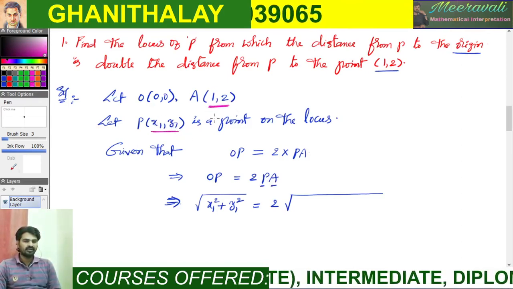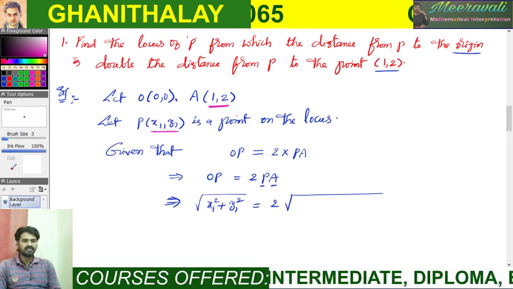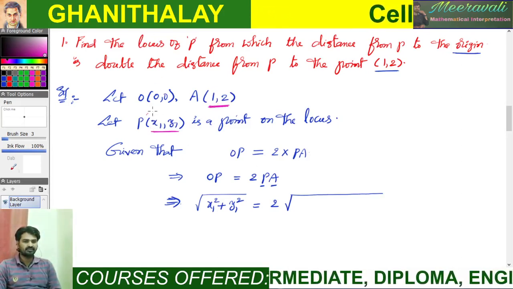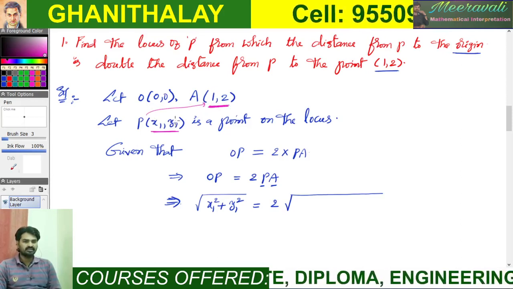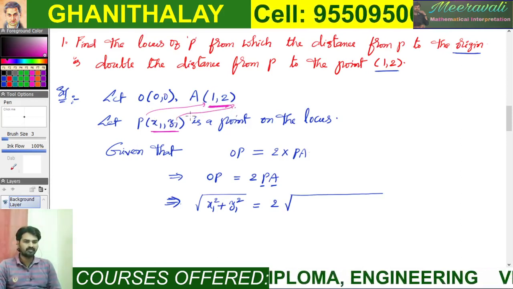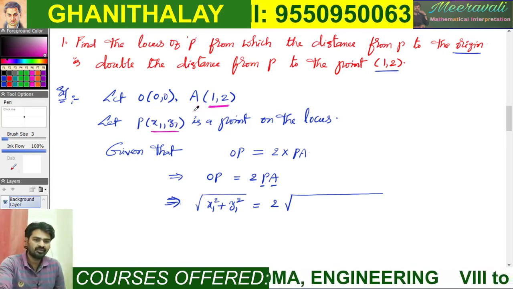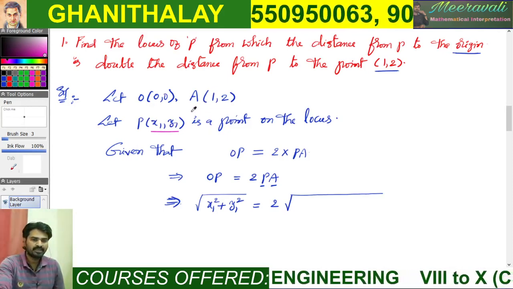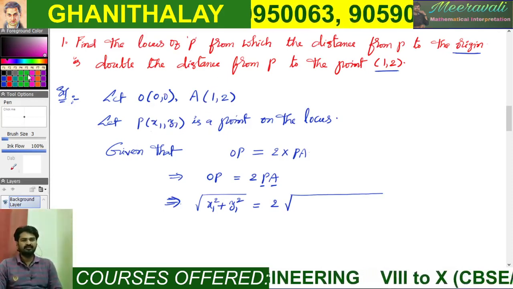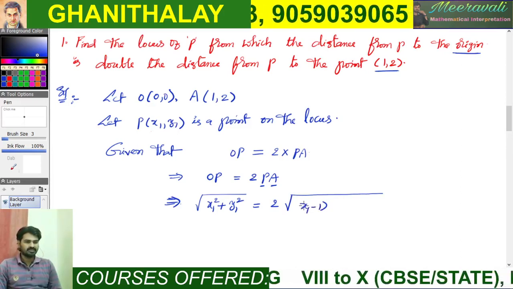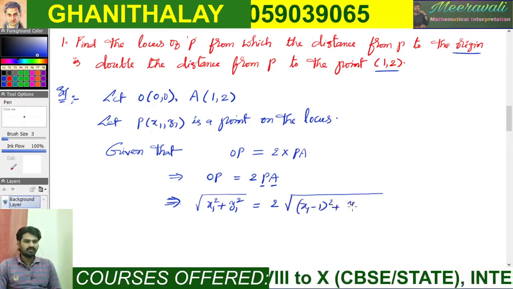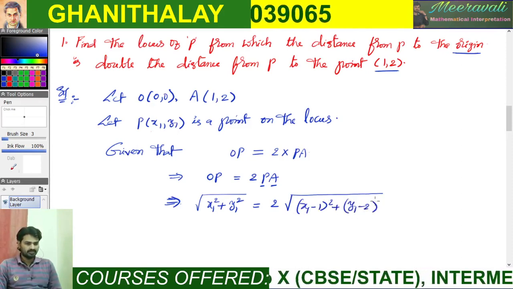Now first of all you need to write the x coordinate subtraction. What are the x coordinates of P and A? x1 minus 1 whole square. Next, y coordinates means y1 minus 2 whole square. Now you can write here simply x1 minus 1 whole square plus y1 minus 2 whole square.